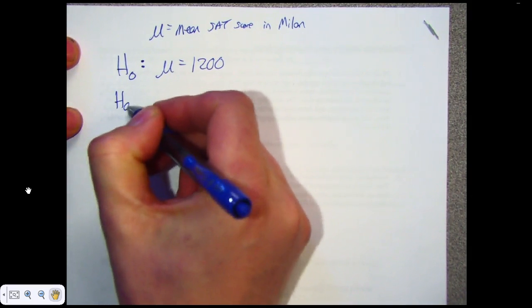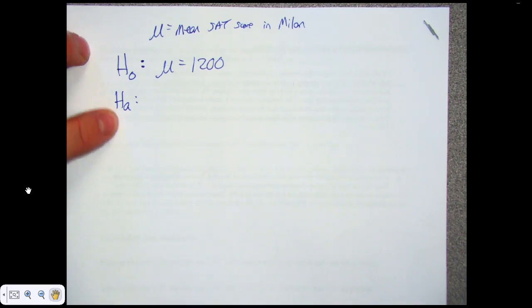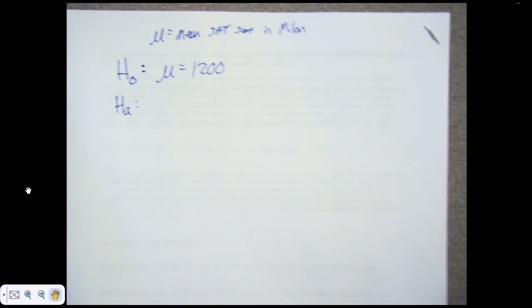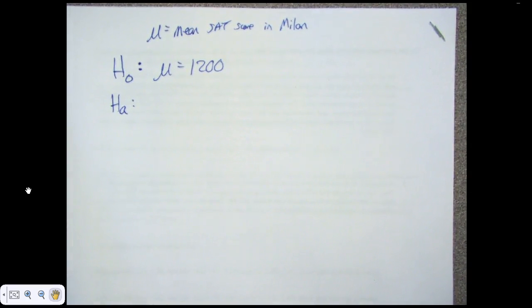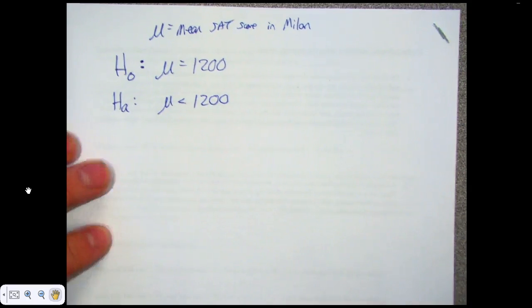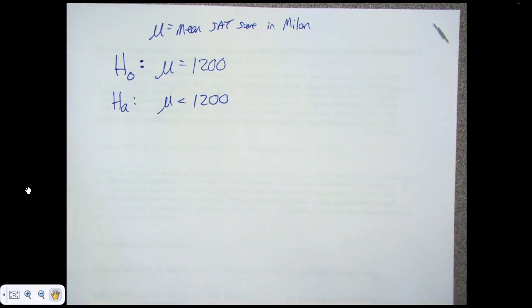Well, when I go there, this is H sub A. This is the alternative hypothesis. This is what someone else might try to say about my claim. So I'm presenting to these people at the school, and I say my average SAT score is 1200, and someone says, "Bull. I think it's low. That's really high. I don't think you have that level of student." They think I'm lying. So they say that I think the average is less than 1200.